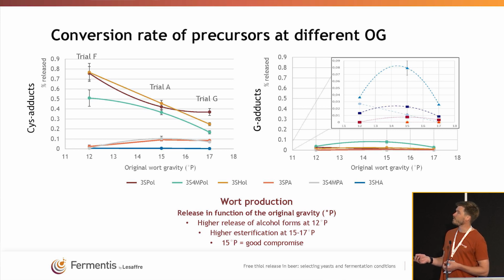And then from 15 plato, we see that you have an increase of the esterification rate. So here at the top, you have the alcohol form. Here at the bottom, you have the acetate form. So if you have higher gravity, then you have a higher tendency to have esterification. It's kind of promoting it. We see the same pattern here for the glutathione adducts, meaning that if you want more thiols under alcohol form, depending on the flavor you want, then maybe 12 plato would be better. If you want to compromise between the two, then in this case, you can go for a 15 plato.